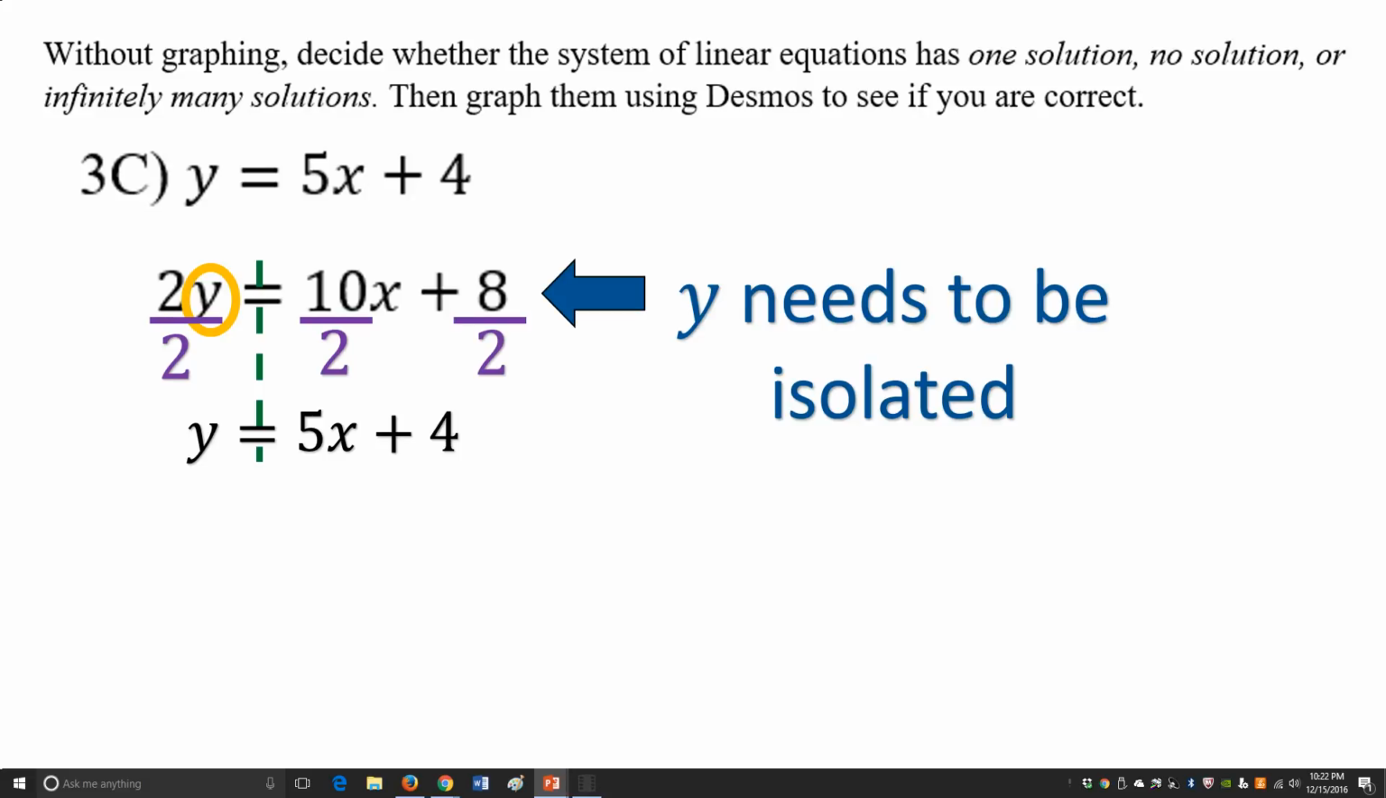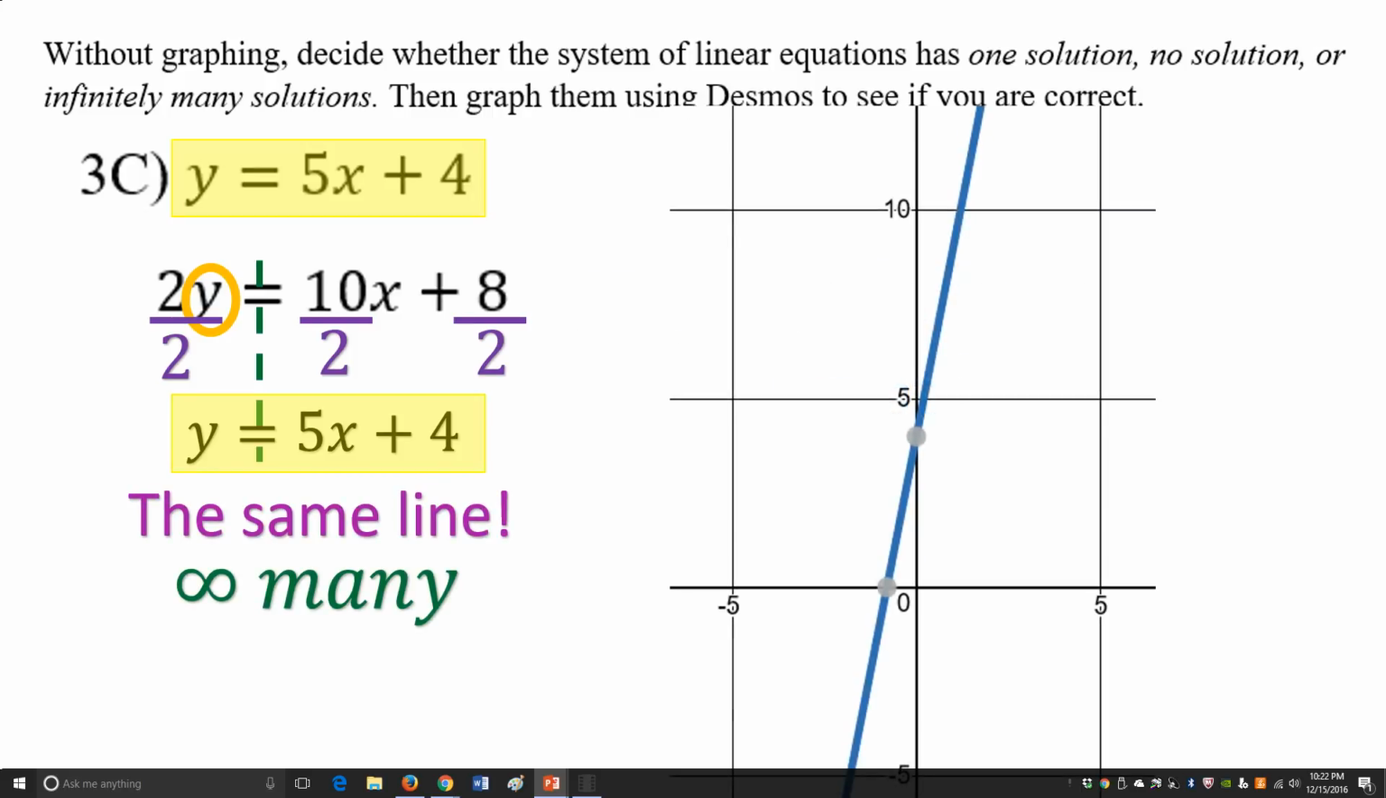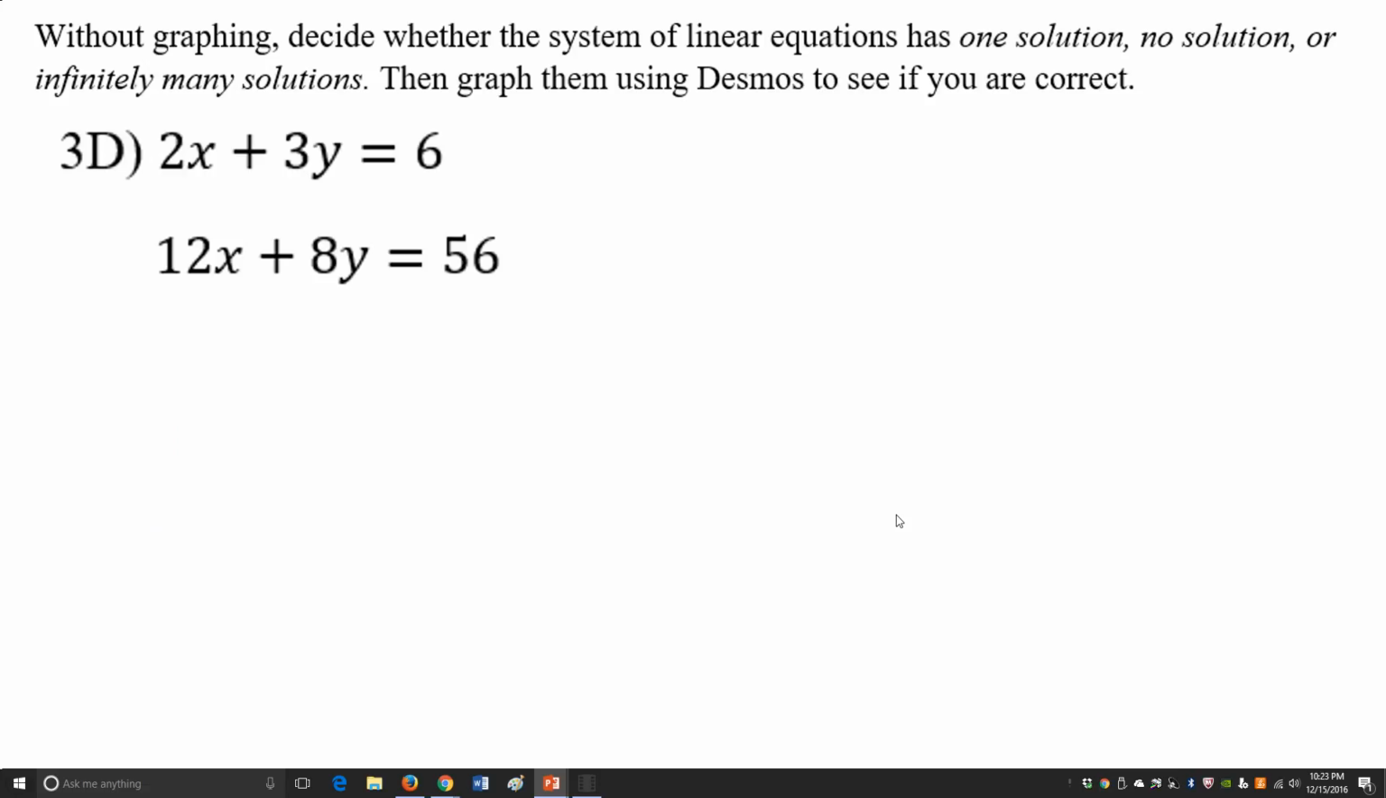And now hopefully you can see that these are exactly the same line. So therefore, if we graph them, it's one line on top of itself, and therefore it's infinitely many, because this line will share all of the same points as the other line, and it goes on forever to infinity. So it has an infinite number of points in common.